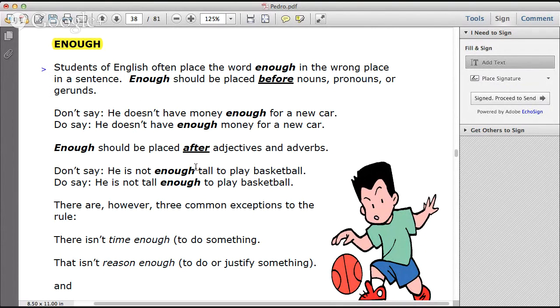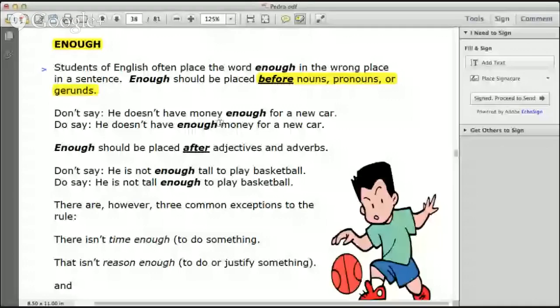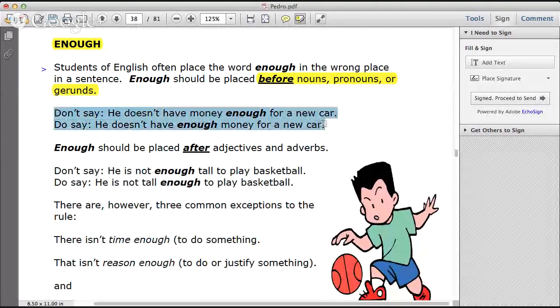Students of English often place the word enough in the wrong place in a sentence. Enough should be placed before nouns, pronouns, or gerunds. Okay, very good. All right, so before nouns, pronouns, or gerunds. Okay, Heidi, let me have you read what we should say and what we shouldn't say, please. Don't say he doesn't have money enough for a new car. Do say he doesn't have enough money for a new car.